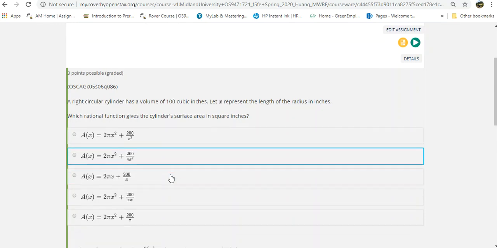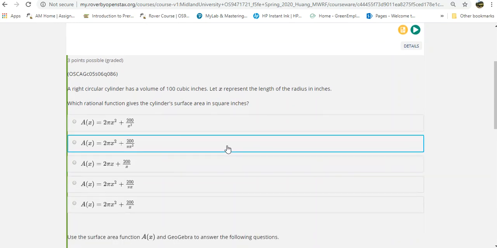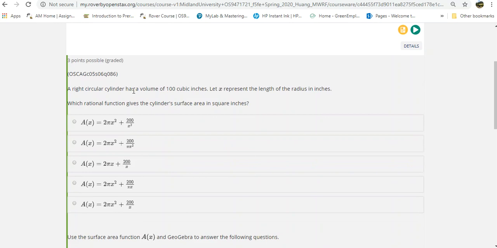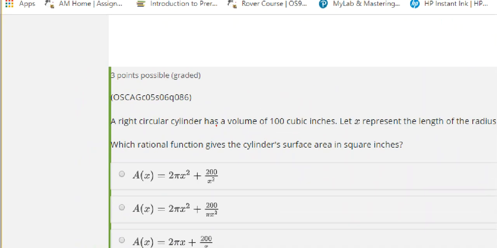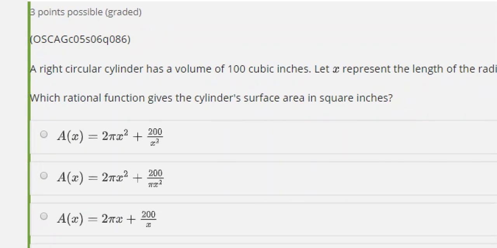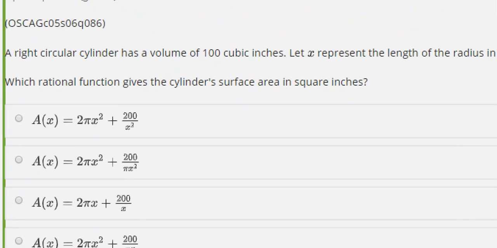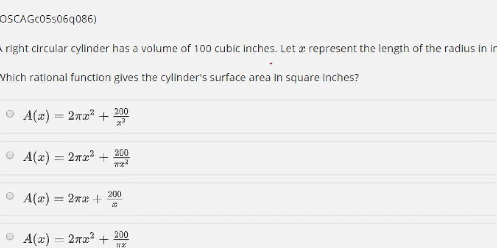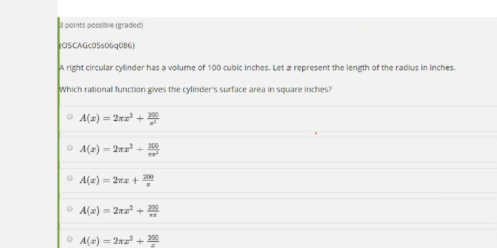Hi guys, let's look at this application. So we do have a right circular cylinder. It is known that it has a volume of 100 cubic inches. So let's draw a graph, right? We always want to draw a graph. So you know the shape looks like this, right?